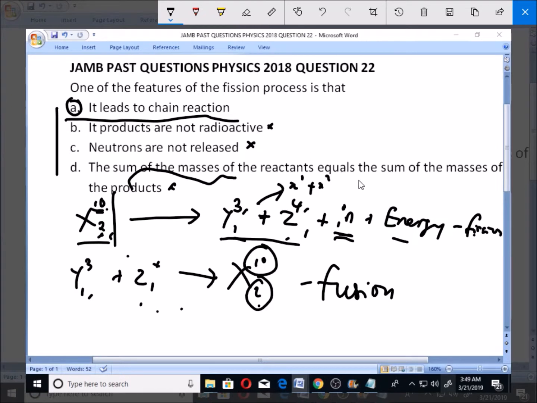And the two types of nuclear reaction are fission and fusion. Fission process is when there is splitting up to produce smaller ones, whereas fusion is when there is coming together of smaller ones to form bigger ones.